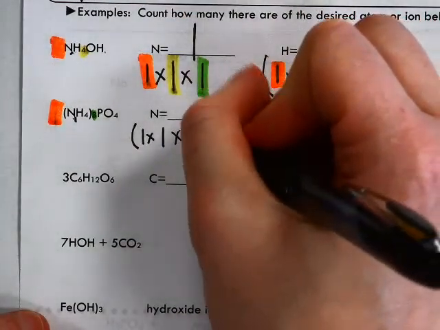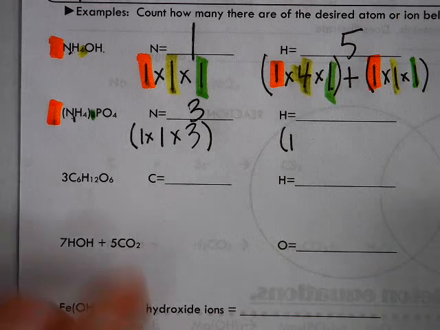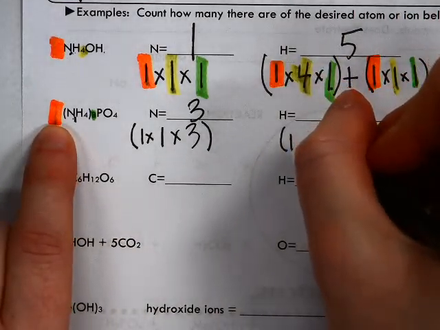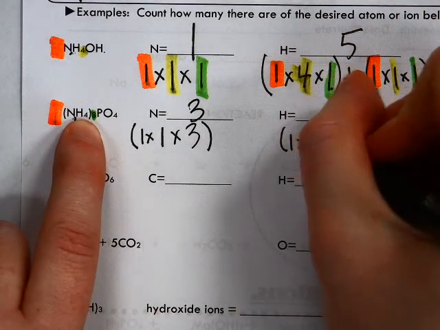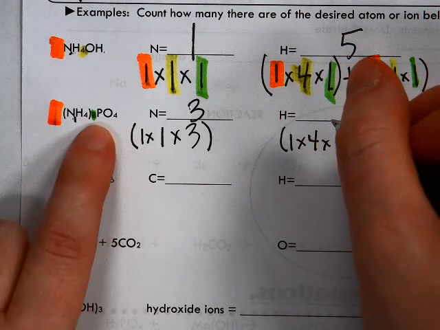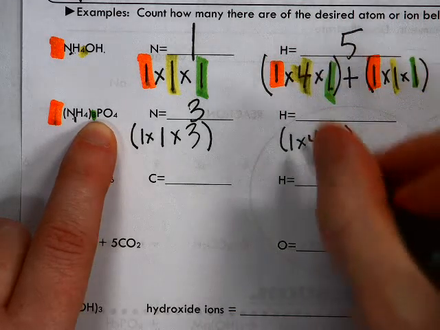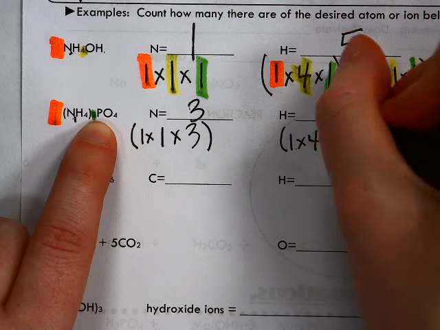Okay, and so now I have 1 times 1 times 3, which is 3 nitrogen. For hydrogen, we had that coefficient of 1. I have a subscript of 4 on the H, and then I have a subscript of 3 on the parentheses that the H is in. So 1 times 4 times 3 is 12.